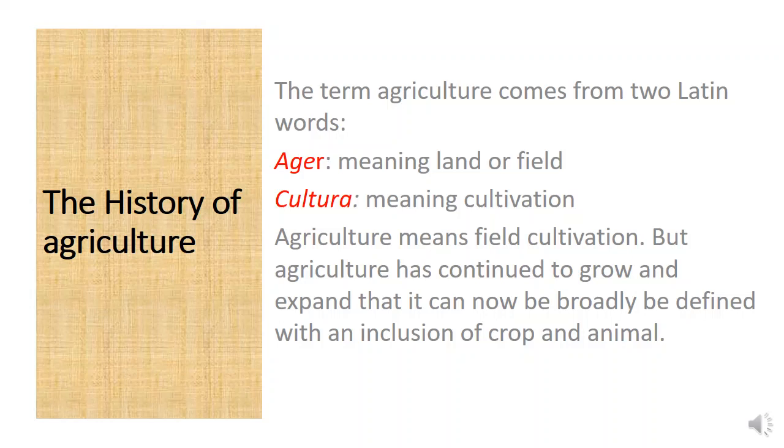That brings us to a definition of agriculture as a field of cultivation. But we all know that agriculture does not only involve cultivation, which entails planting of crops, but it also involves rearing of animals. That tells you that defining agriculture as the field of cultivation is incomplete. That's why with time, as agriculture has continued to grow and more knowledge is being shared on agriculture, agriculture has come to be defined with an inclusion of crops and animals.